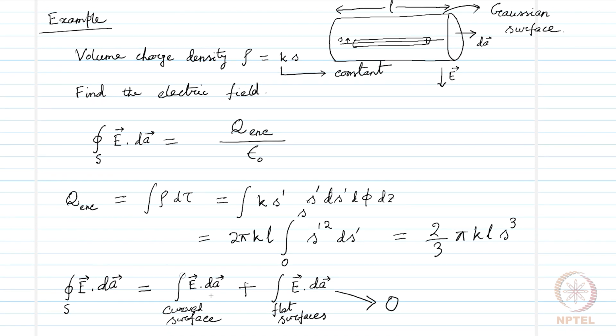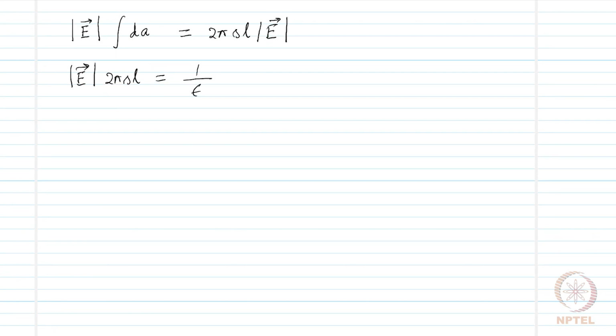And if we do that, for a constant magnitude of electric field at a constant value of s, that is on the Gaussian surface, this integral is nothing but 2 pi s L times the magnitude of the electric field. So, we can equate the two quantities applying Gauss law: the magnitude of the electric field times 2 pi s L equals 1 over epsilon naught multiplied with the total charge, 2 over 3 pi k L s cubed, and that makes the electric field equal to 1 over 3 epsilon naught k s squared s cap.